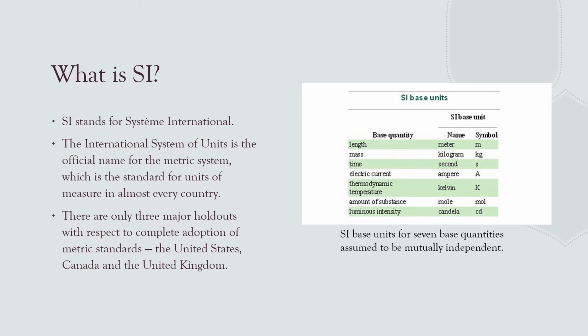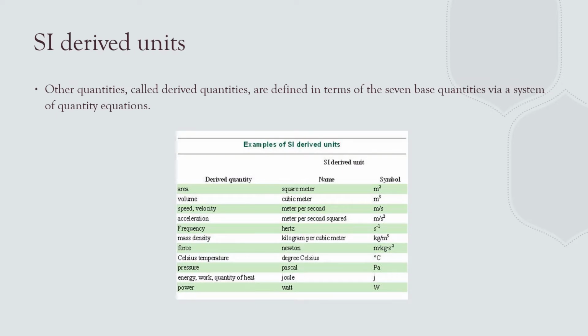Fahrenheit and Celsius are derived from kelvins. In chemistry, the amount of a substance is the mole. Avogadro's number, the mole, is frequently used in chemistry. And then in optics, the intensity is candela, how bright something is. As I mentioned, all other units are derived.